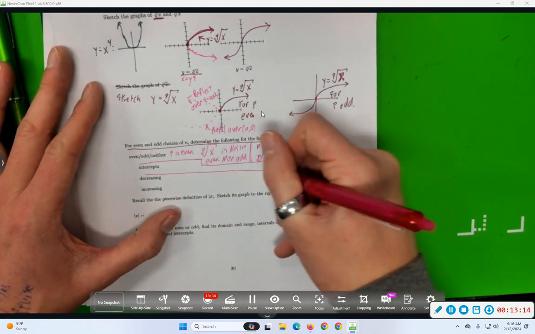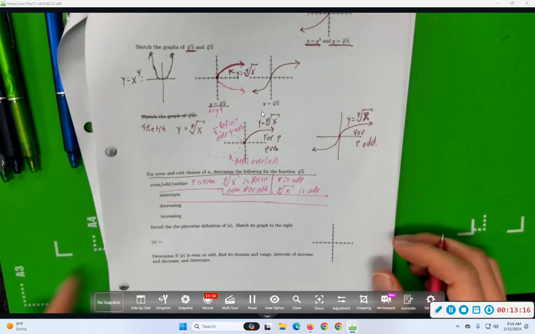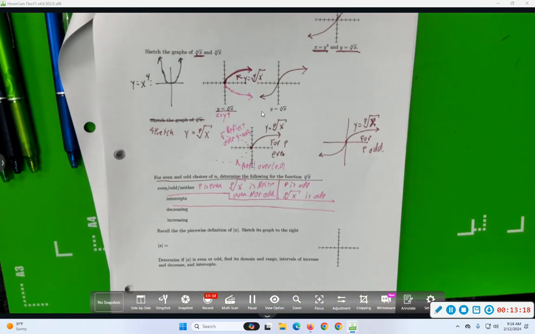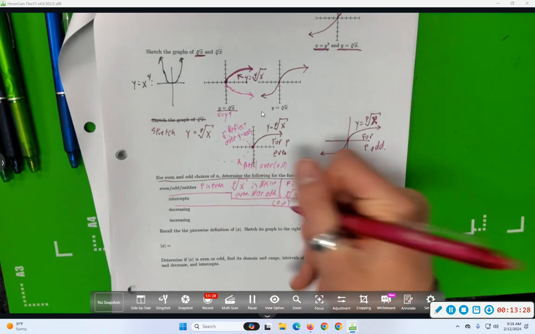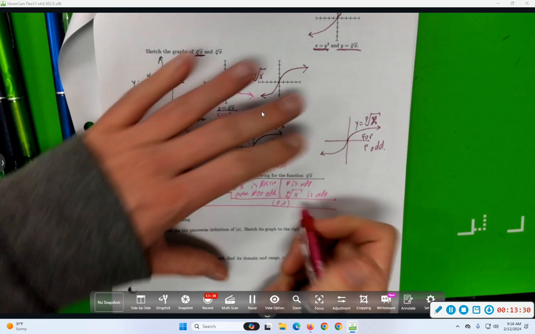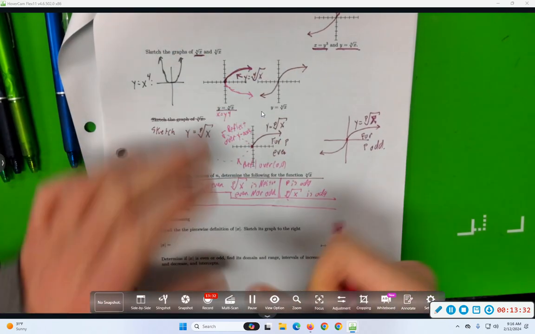Let's talk about intercepts next. So where are the intercepts of these functions? Where do they touch an axis? 0, 0. Just at the origin? Nice. You know what, let's keep this split.